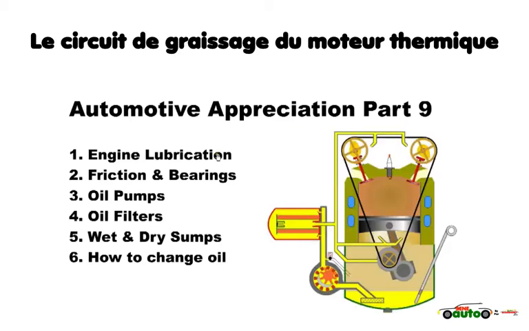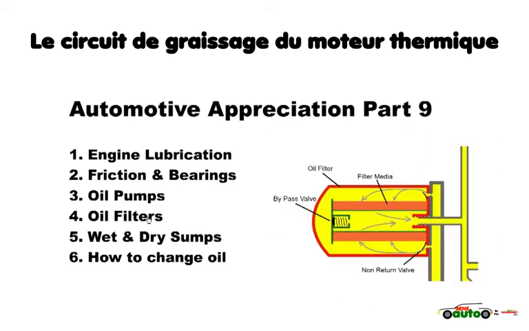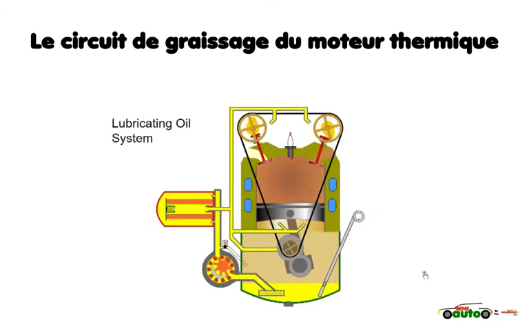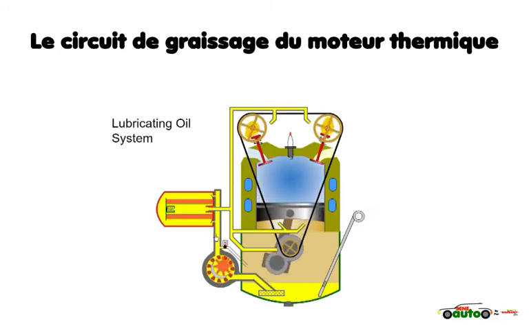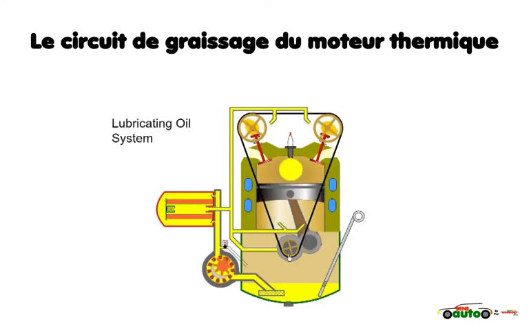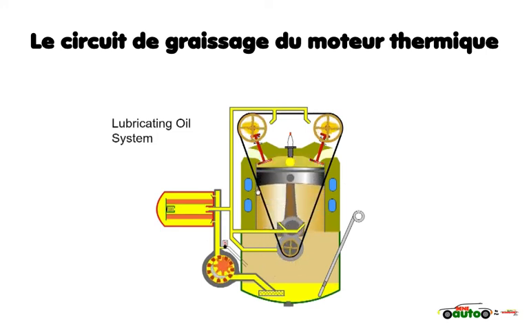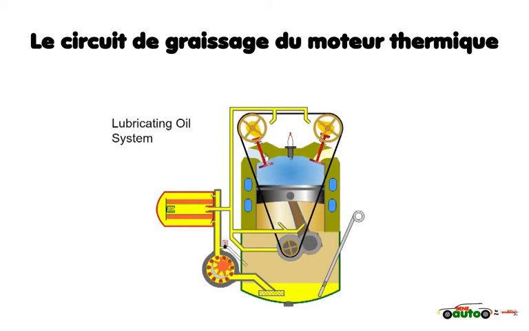In this section we learn about engine lubrication, friction and bearings, oil pumps, oil filters, wet and dry sumps and how to change oil. The lubrication system must deliver clean oil at the correct pressure and temperature to lubricate all parts of the engine. The forced oil system lubricates moving parts, reducing wear, provides a seal, removes heat and reduces power loss. First, we look at the individual components.